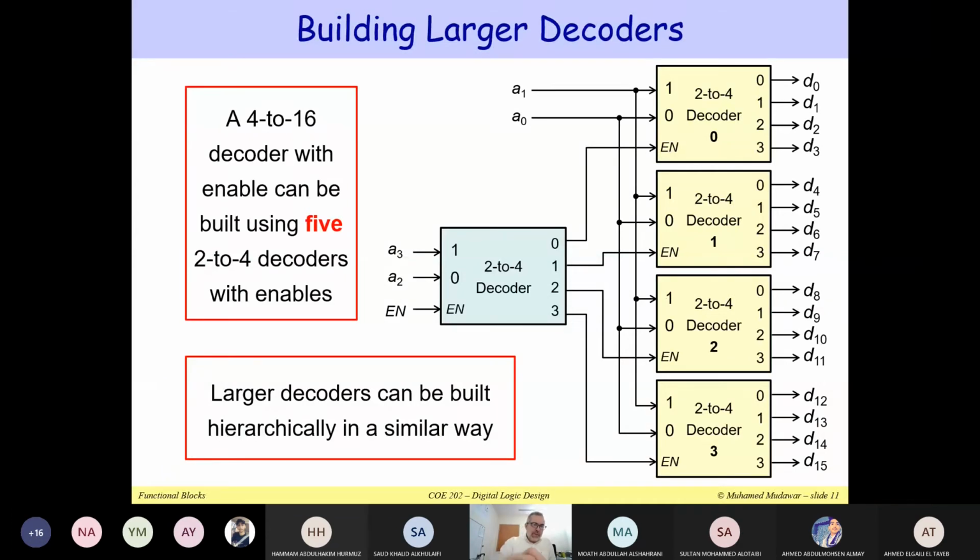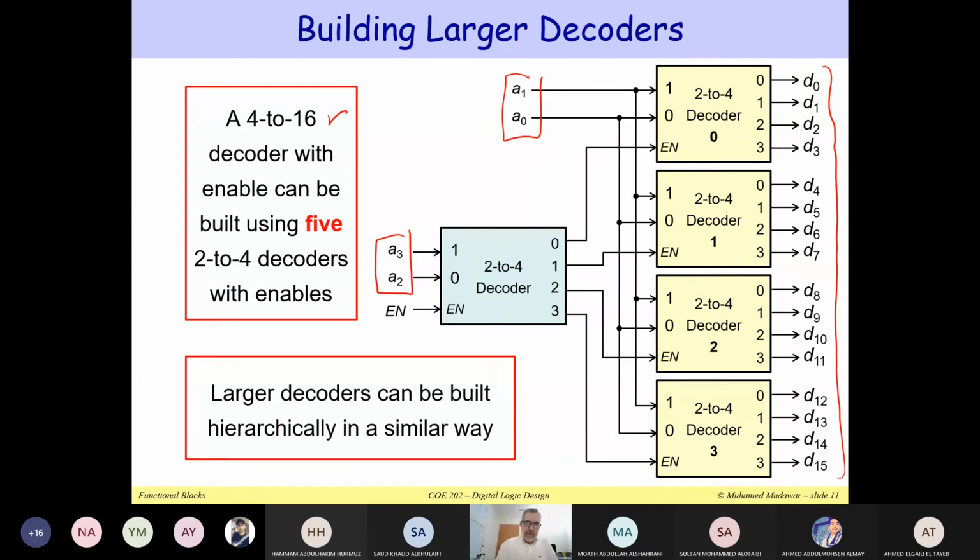I'm going to build a 4-to-16 decoder. Now, that's actually a much larger decoder. In the case of a 4-to-16 decoder, we have 4 inputs, A3, A2, A1, A0, and we have 16 outputs from D0 to D15. Only one of them should be 1 and all the other ones should be zeros. But I'm going to use small 2-to-4 decoders to build this large 4-to-16 decoder.